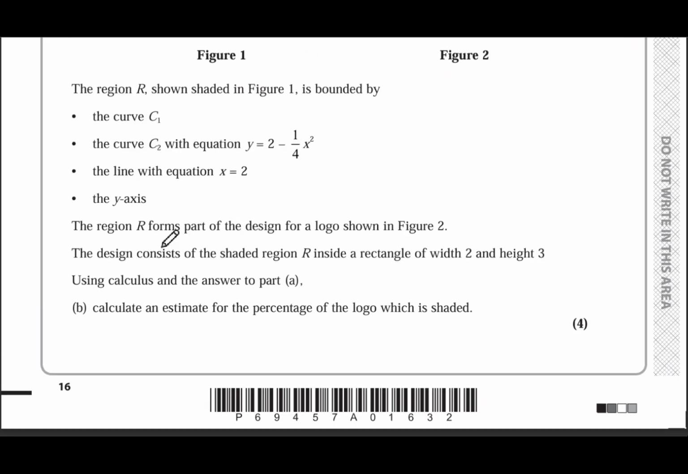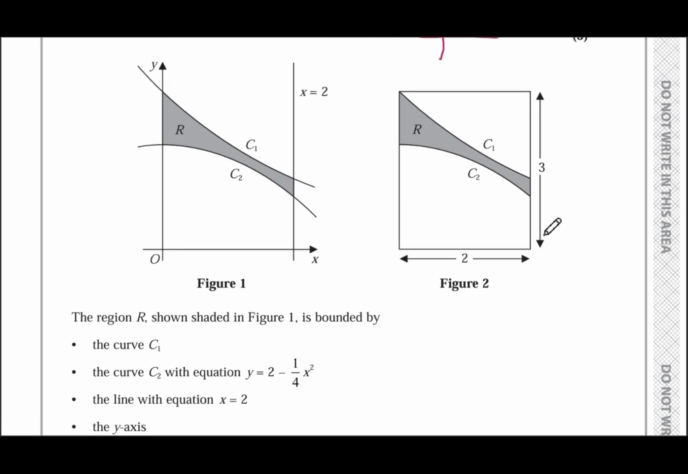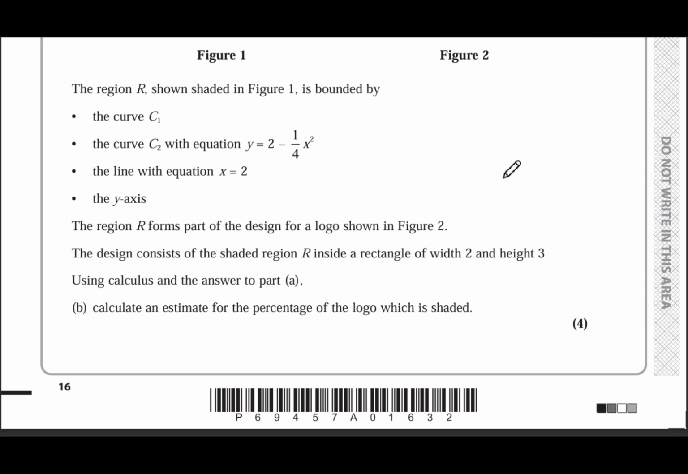They are saying here that the design consists of the shaded region R inside a rectangle of width 2 and height 3. So this is a rectangle with width 2 and height 3, and in that, this is a part. So this is the logo, and this is only a part of the logo.